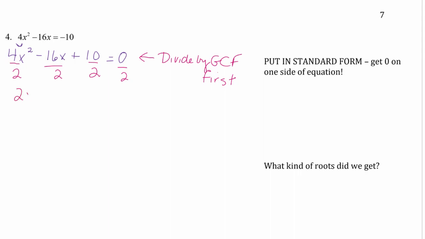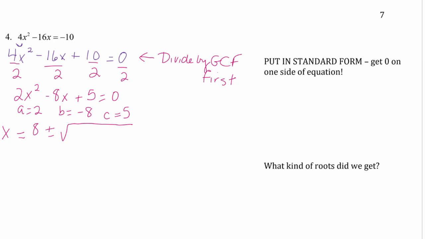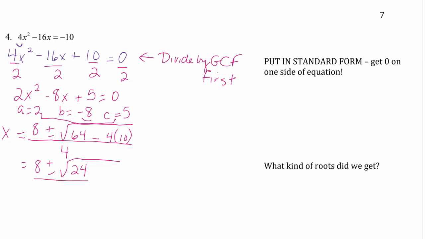So we have now 2x squared minus 8x plus 5 equals 0. So now a is 2, b is negative 8, c is 5. X equals the opposite of b, which is positive 8, plus or minus the square root of b squared is 64, minus 4 times a times c, 2 times 5 is 10. All over 2a, which is 4. And so we get 8 plus or minus square root of 64 minus 40, 24. Right, that's our radicand.